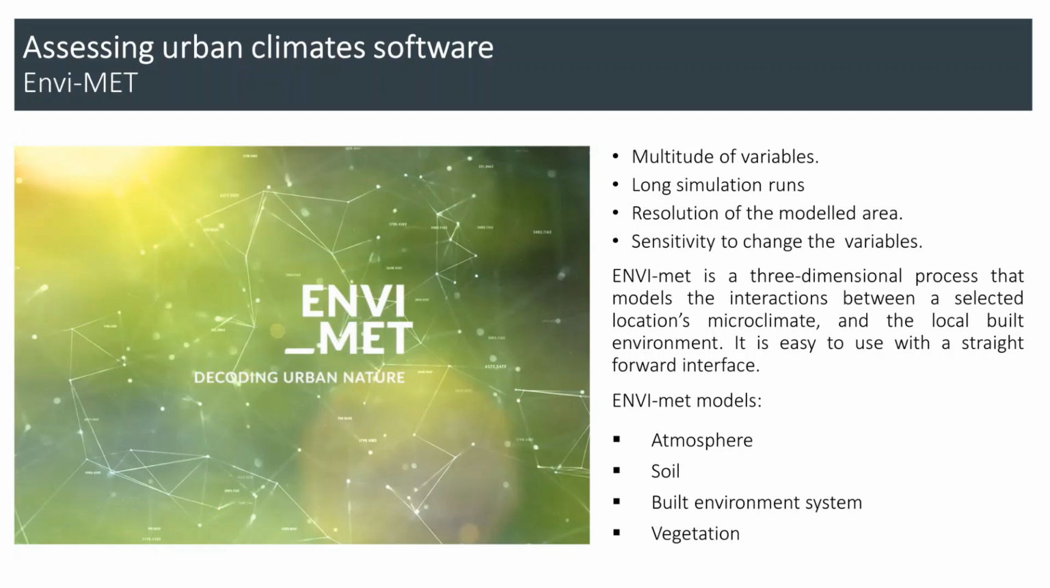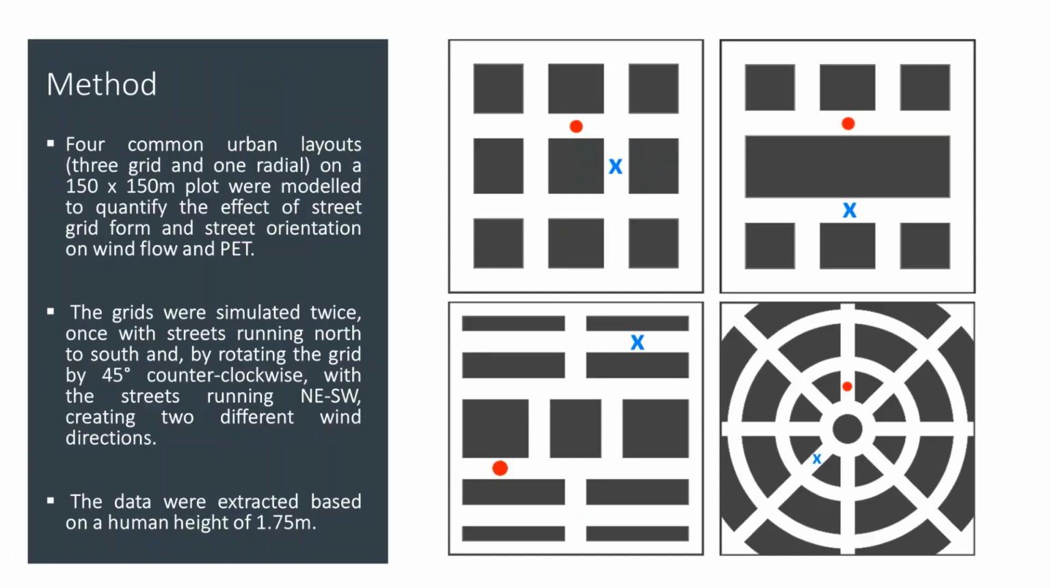To assess the urban layouts, ENVI-met was used to simulate different scenarios. ENVI-met is a three-dimensional software that models the interactions between the urban microclimate and the local built environment. Four layouts were designed on a 150 by 150 meter plot. Using ENVI-met, the scenarios were modeled into 2 orientations, a north orientation and a 45-degree angle rotation of north. The output data were extracted from 2 receptors at a human height of 1.75 meters.